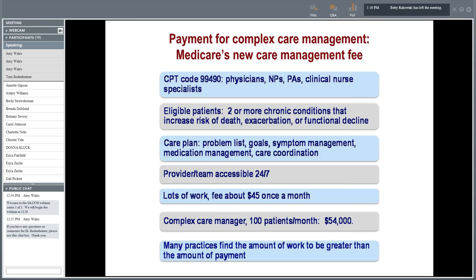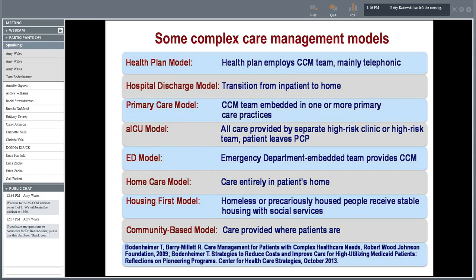So, bite your tongue. So this new fee is very nice. Thank you, Medicare, but most practices find that the amount of work is greater than the amount of payment and don't use it. So worth knowing about, but maybe not worth trying to do.